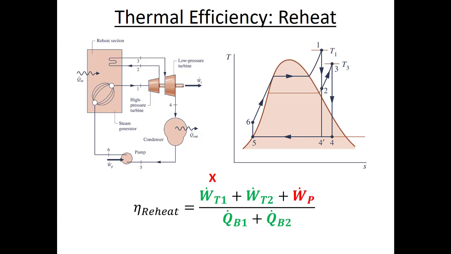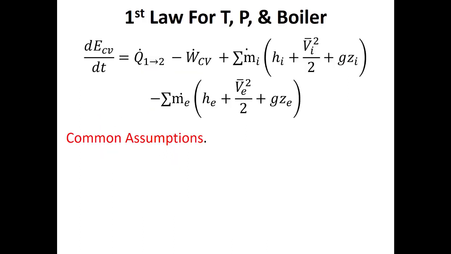At this point, I don't know the power from the first turbine. I don't know the power from the second turbine. I don't know the power from the pump. I don't know the heat from the first heat addition process or the second heat addition process. So it's great that I have this equation. It's less great because I have one equation with 6 unknowns, because I also don't know the thermal efficiency. So I'd like to get to the point where I have one equation and the only unknown that I have is the thermal efficiency.